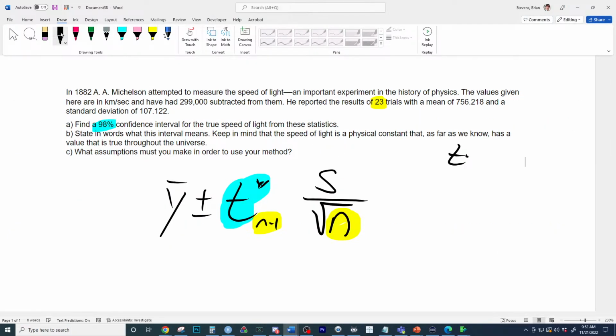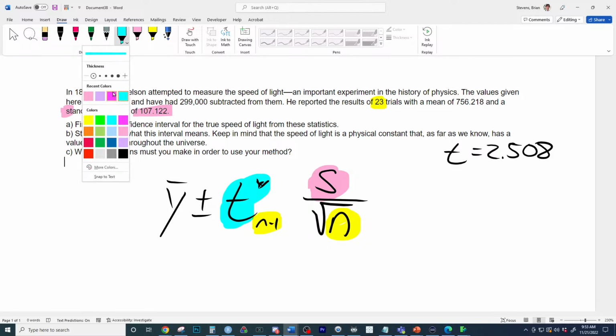T. It's not p hat though. Exactly, it's not p hat. And so there's the T, the standard deviation. Just remember that standard deviation starts with an S. Easier way to remember that one.